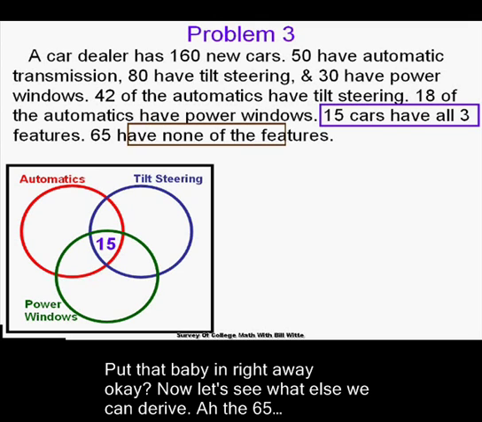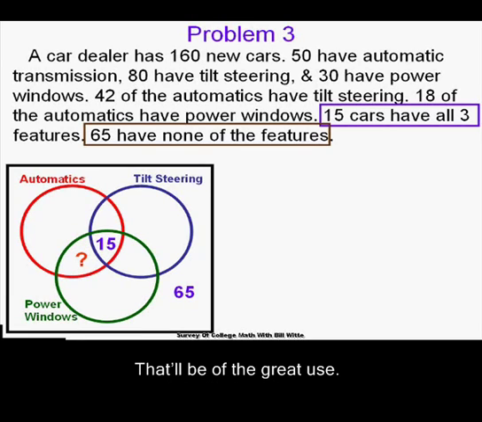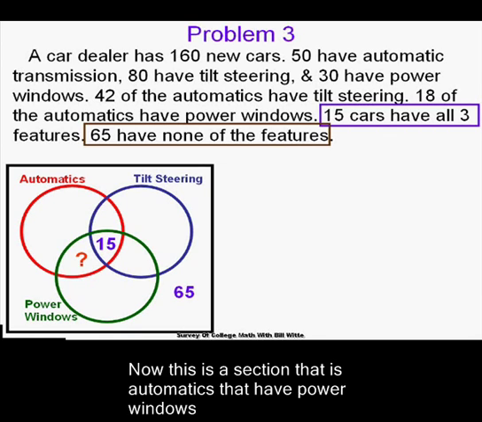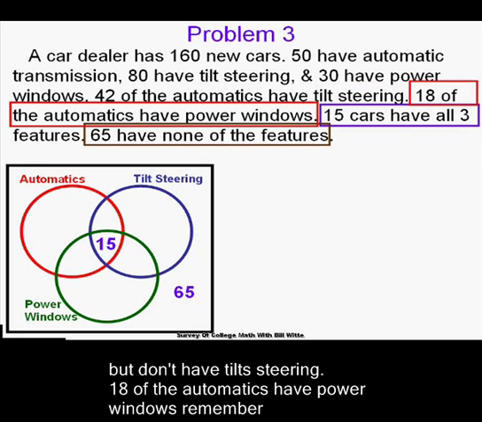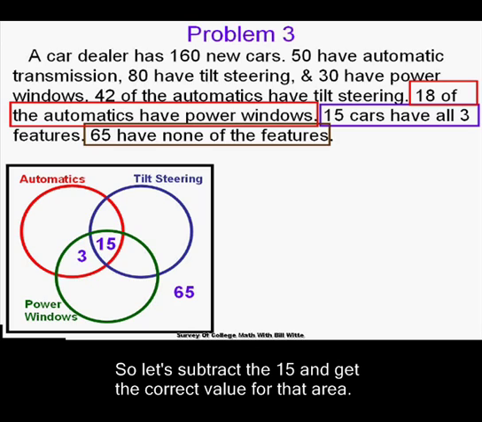Now let's see. What else can we derive? Oh, the 65. I like the ones that have everything and the ones that have none. That'll be of great use. Now this is a section that is automatics that have power windows but don't have tilt steering. 18 of the automatics have power windows. But remember, that includes the ones that have tilt steering. So let's subtract the 15, and you get kind of the idea. Okay, we get the 3.